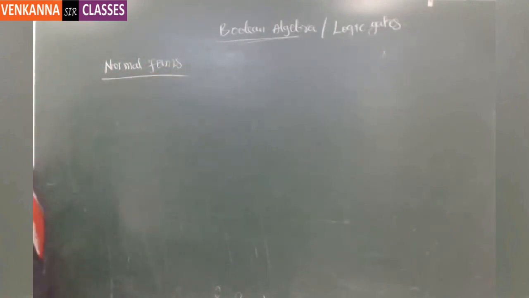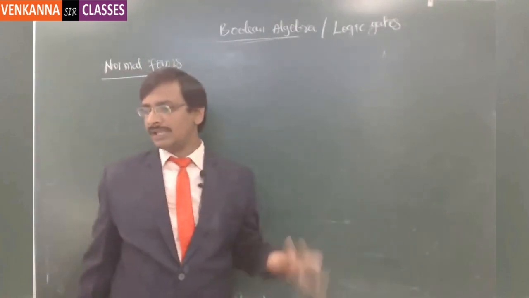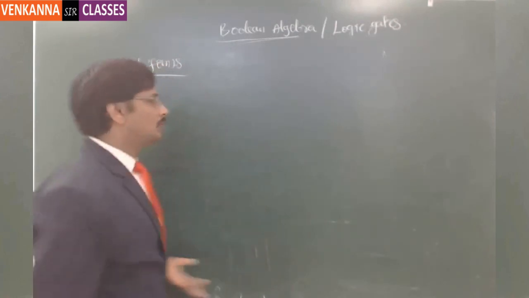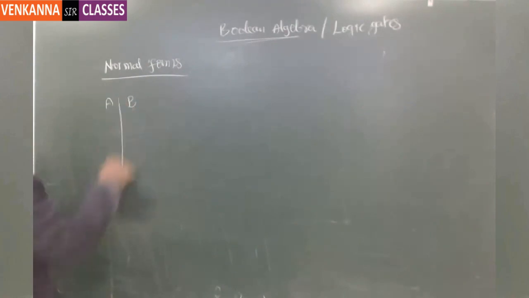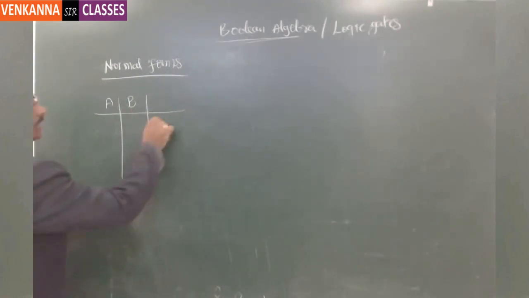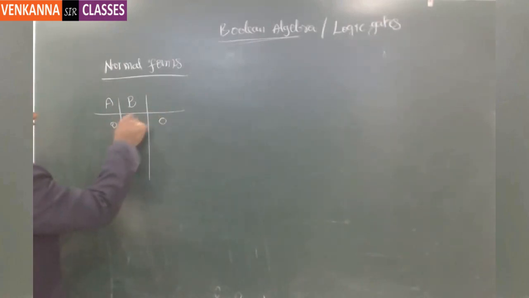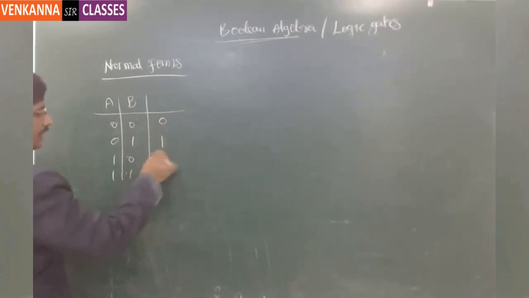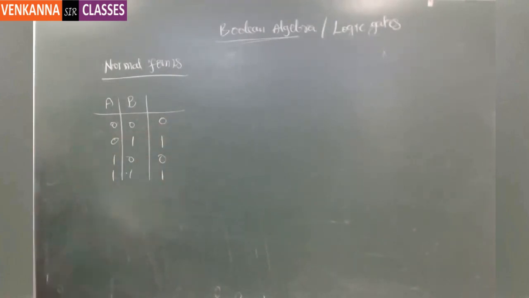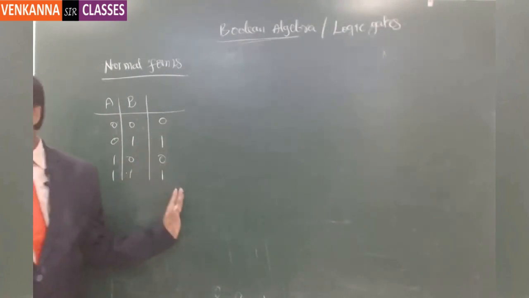So what this normal form says is, you want to realize any particular function. So for that, let us say A B, and then I randomly want the inputs to be 0 0, 0 1, 1 0 and 1 1. Let us say this has to be 0 and this has to be 1 and this has to be 0 and this has to be 1. And this is the kind of output I am expecting.